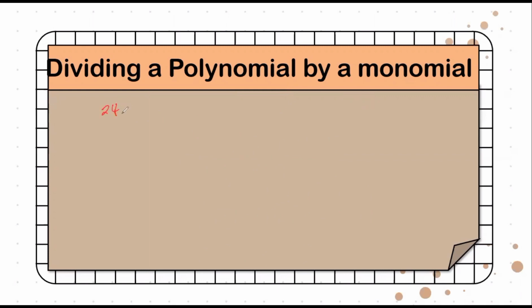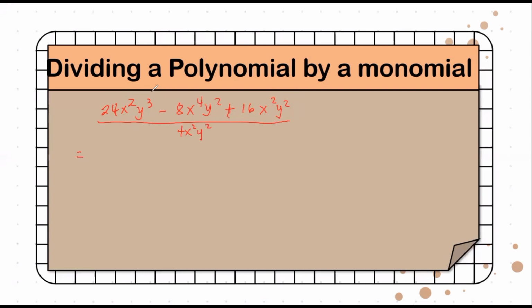24x squared y cubed minus 8x raised to 4 y squared plus 16x squared y squared, divided by 4x squared y squared. Okay, so we apply the same rule. We divide each term of the polynomial by the monomial. How many terms can you see under our polynomial given?